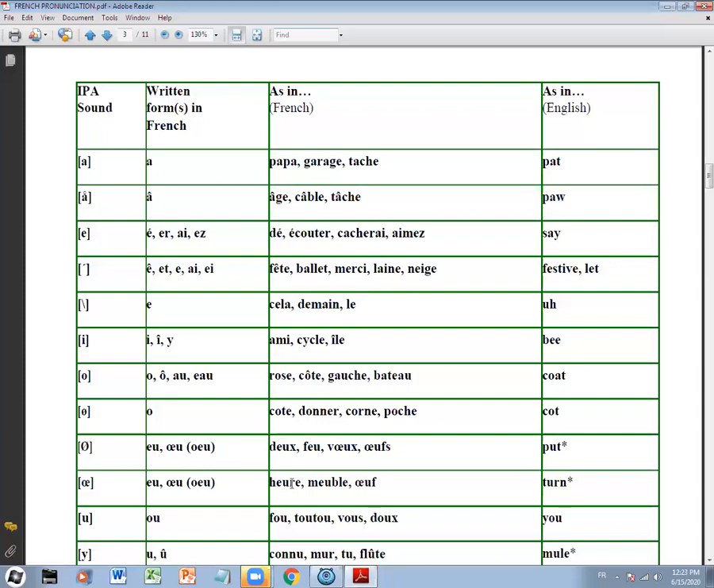Or this word here, we start with letter H. Remember, H is silent, so we say mobile, we say off. OU, remember I told you it produces the sound U. So we say fou, we say tutu, we say vous. No, not tutu, it is tutu.